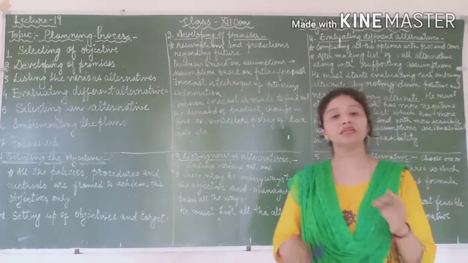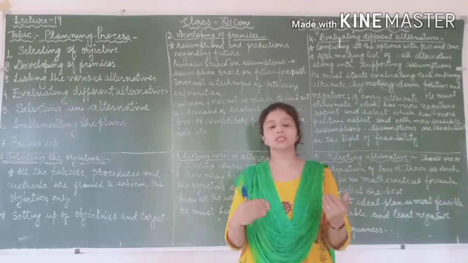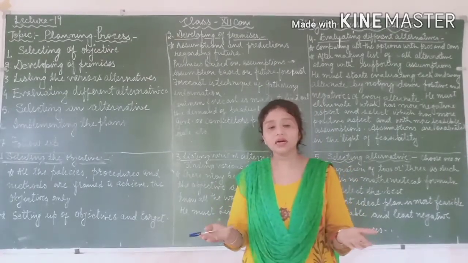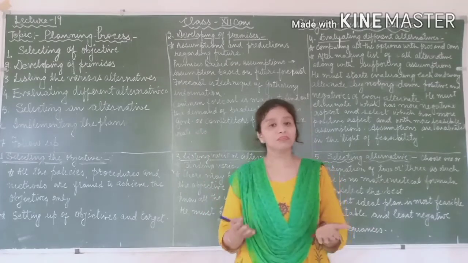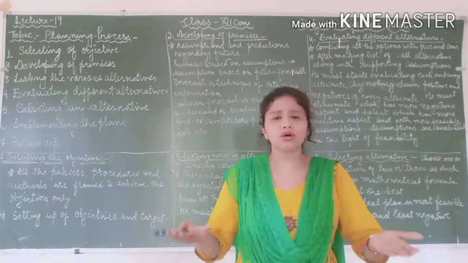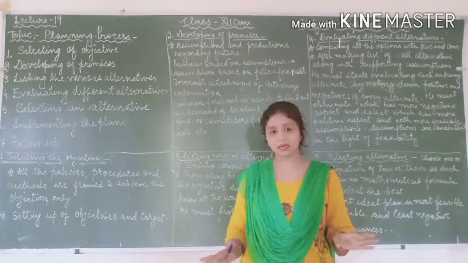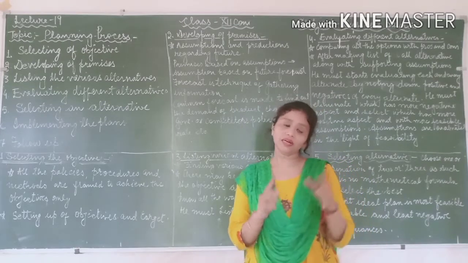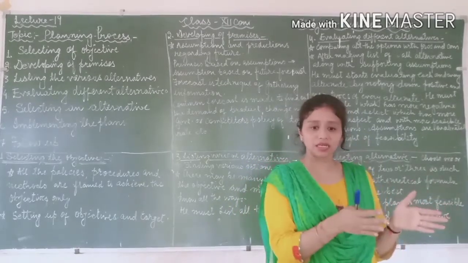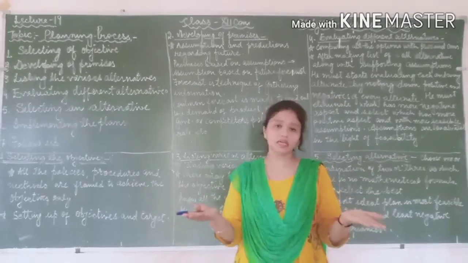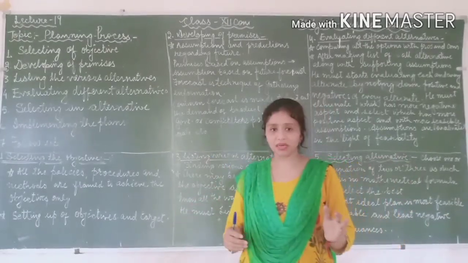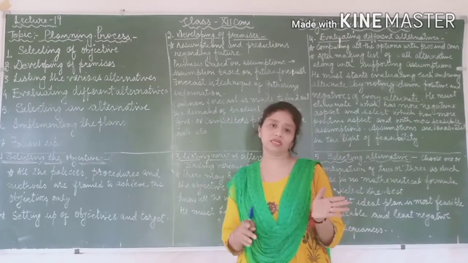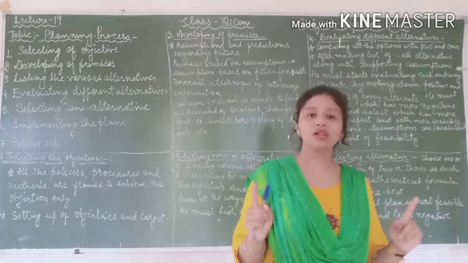Second is developing the premises. Once you have decided your objective, you select or develop the premises. Premises is just like a floor on which you will work, on which you will do your framing. Then, once you are clear about your objective and your floor is ready on which you are going to make your plan, the third step is listing all the alternatives.